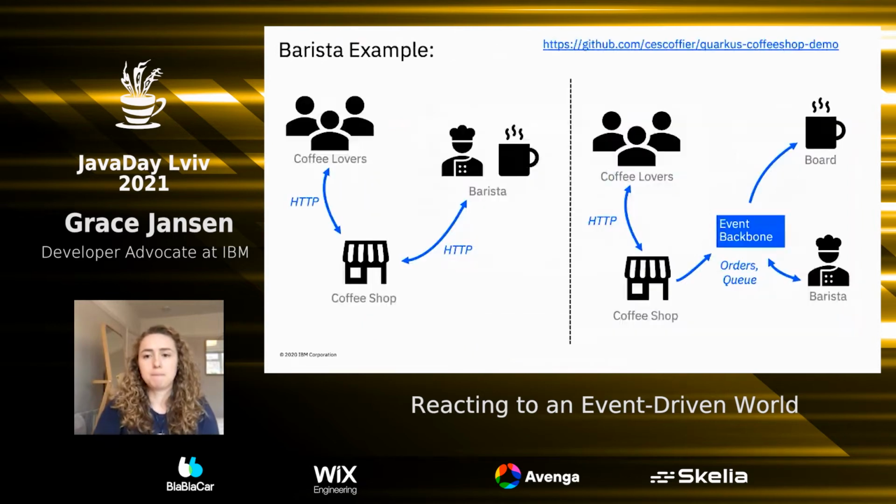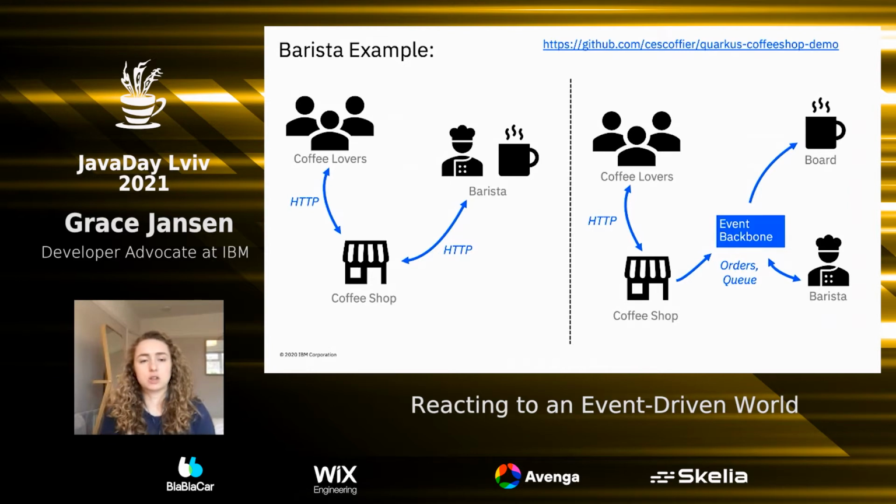So what this looks like when we're going back to our application is we're still using HTTP to send to the coffee shop to place our order. And then once the coffee shop receives that, it puts that order onto the event backbone as an event. That means that those events are stored up in this queue or in this topic in Kafka, for example, and then the barista is able to read from that backbone when they're free to do so, and then they update a board to let the coffee lovers know when their coffee's been made.